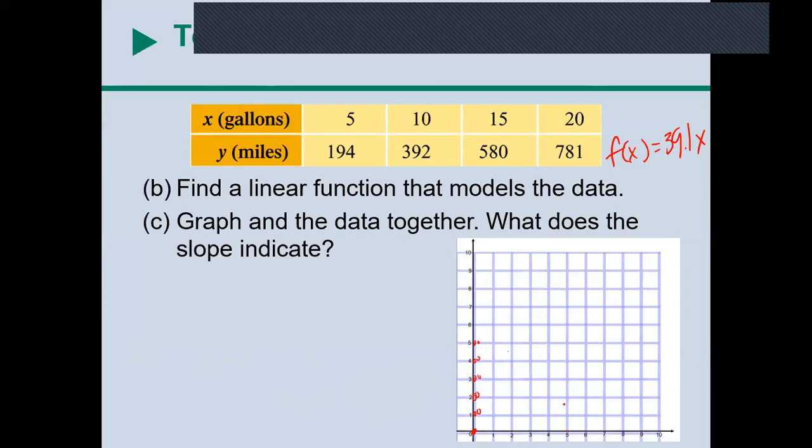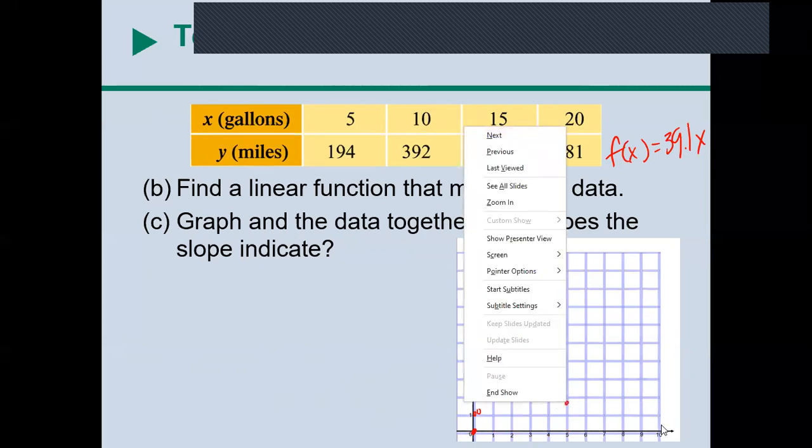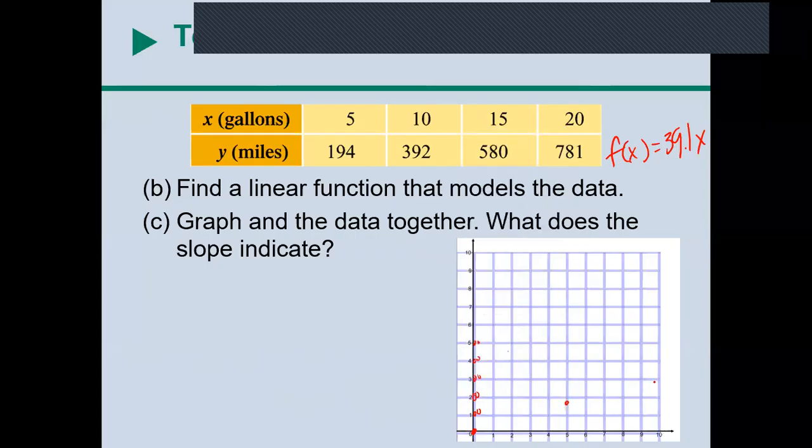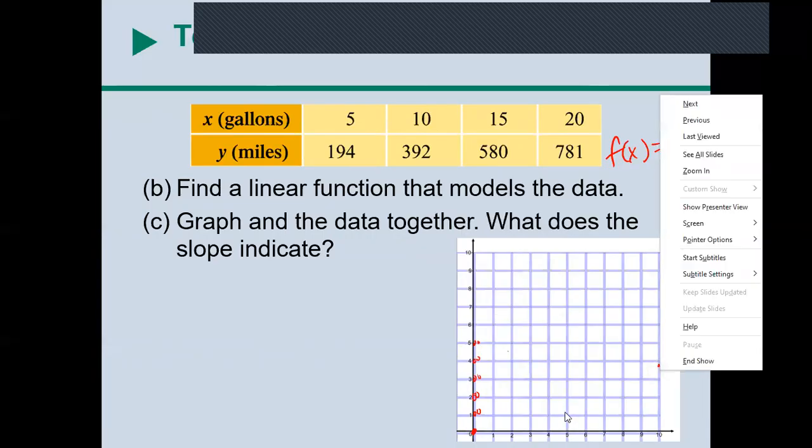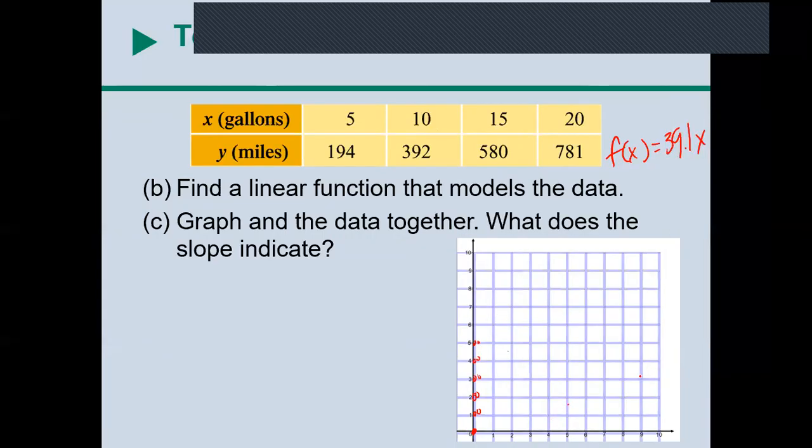So at 5 miles, I would be somewhere in the 200s, right below. And then at 10, I would be somewhere in the 300-400s. Why did it erase my dot? Who told you to do that? Seriously? Y'all saw that too, right? Okay. This is the straightest line you've ever seen. Okay, so there's my little sketch.